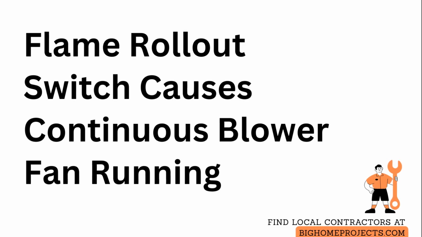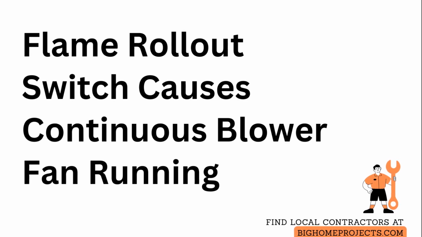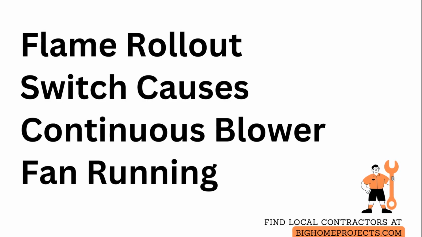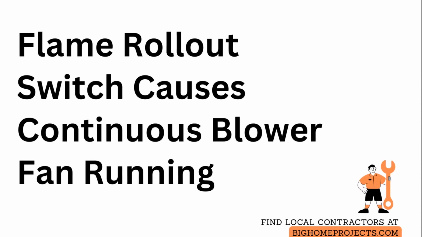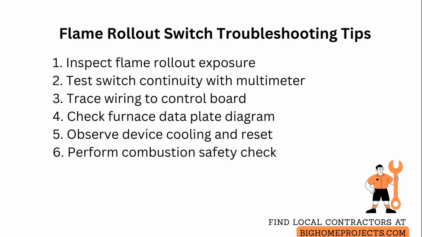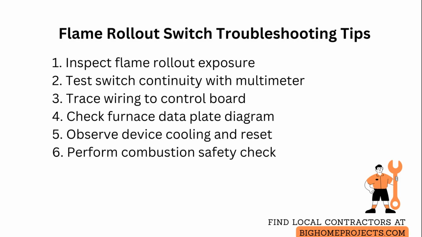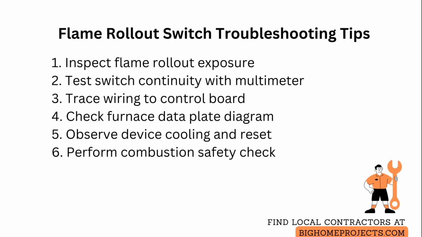A tripped flame rollout switch can cause the furnace blower to run continuously because the control logic often uses that switch as a safety interlock tied into the fan circuit. The flame rollout switch monitors for flame or hot gas escaping the burner chamber, and when it opens, it can send the furnace control into a fault or safety mode that may leave the blower on to provide continued venting.